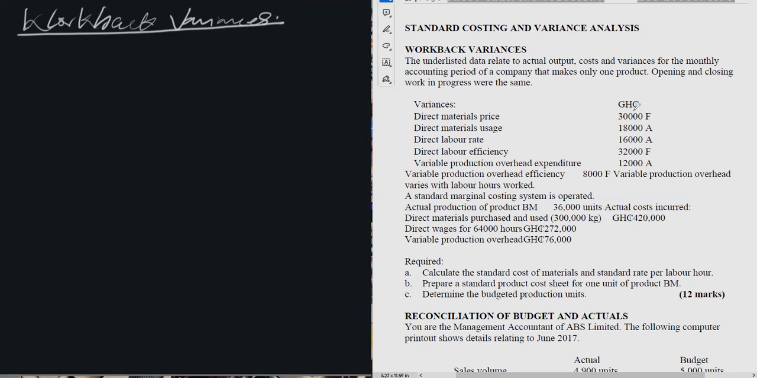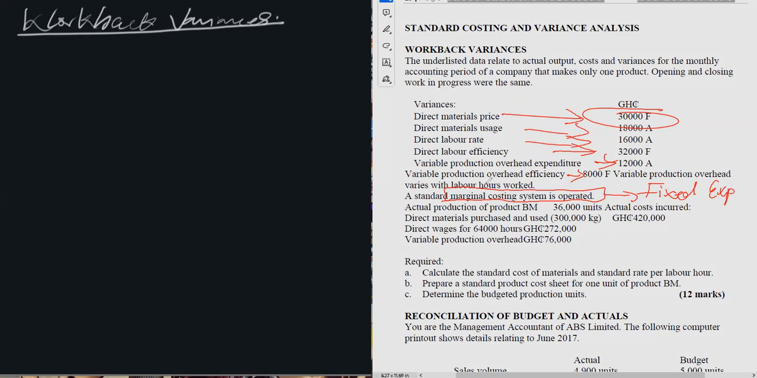Now, when you look here, we have direct material price variance coming first before usage, rate, then efficiency, then variable production overhead expenditure, then efficiency. So they said they operate a marginal costing system, meaning there's no fixed overhead capacity and then fixed overhead volume variance, right? Capacity and efficiency. I told you earlier on that under marginal costing, we only have fixed overhead expenditure variance, right? That's the only one we have.